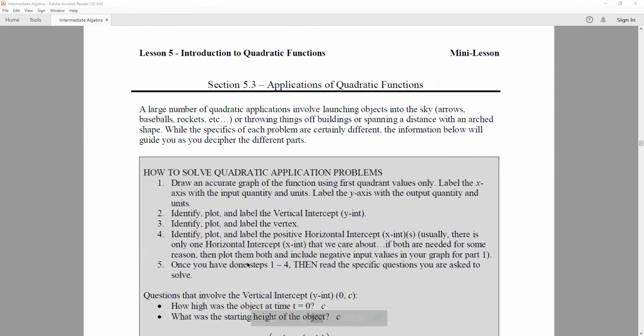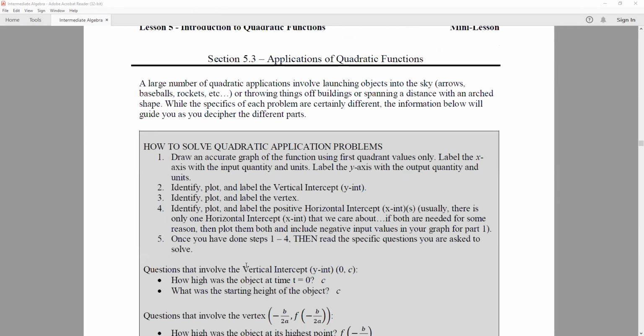All right. Now we want to look at some applications of quadratic functions.